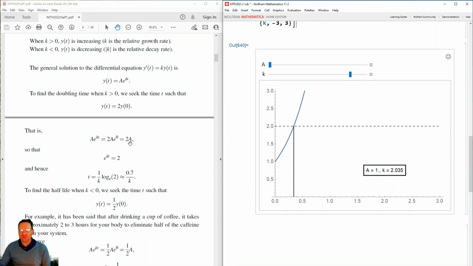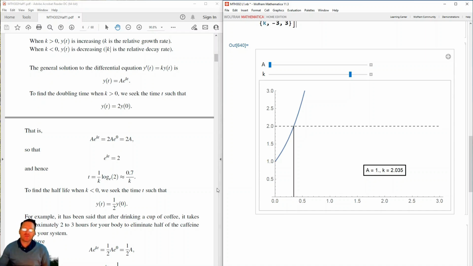Now if we assume that a is non-zero, then we can divide throughout and eliminate the a, and we end up with e to the power of kt is 2. We solve such an equation by taking a natural logarithm. Then kt is equal to the natural logarithm of 2, and dividing by k, t is equal to 1 over k times the natural logarithm of 2, which is approximately 0.7 over k. So this gives us the doubling time.